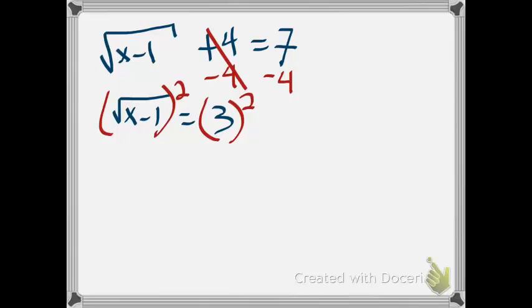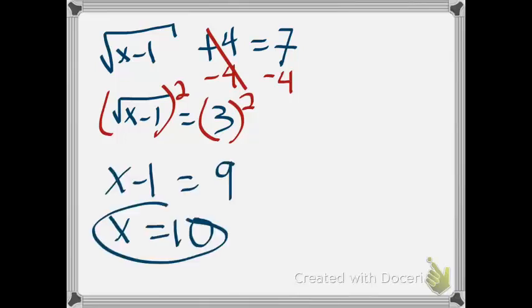And that'll eliminate the radical. So I square both sides. And then you can continue to solve, and I ended up with x equals 10. Make sure you always go back and check that in the original to make sure that your answer is correct. And that's how we do that.